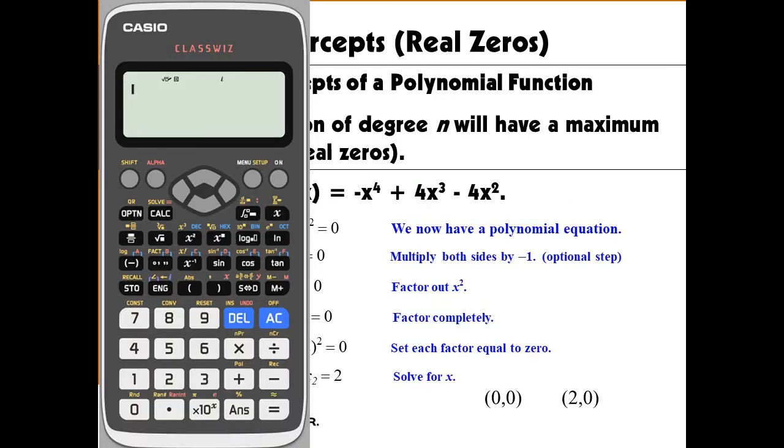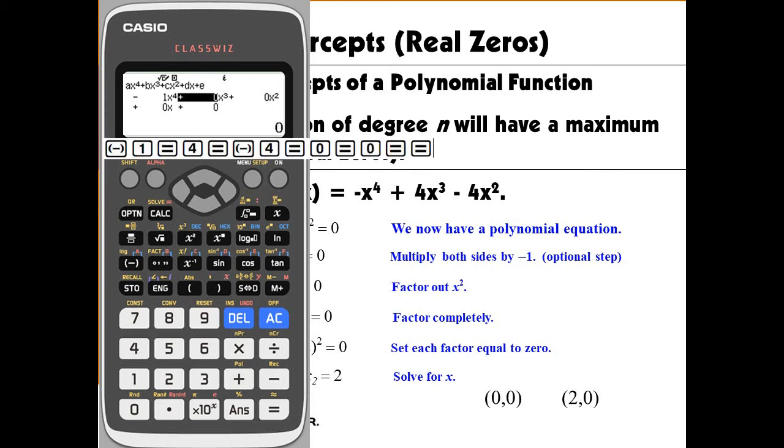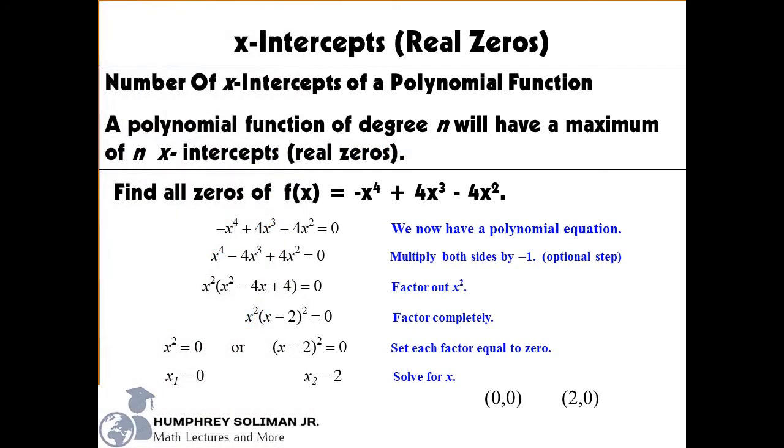Now, let's try to do this using Casio ClassWiz. Our first step is to press the menu and look for equation mode. Second, select 2, polynomial. Third, select 4, because our given polynomial is quartic. Fourth, we will now input the coefficients of the polynomial function into our calculator. You can follow the string of keys shown. After we input all the numerical coefficients, we press the equals key. You will see the first x-intercept is 2, and the second is 0. We got the same answers.